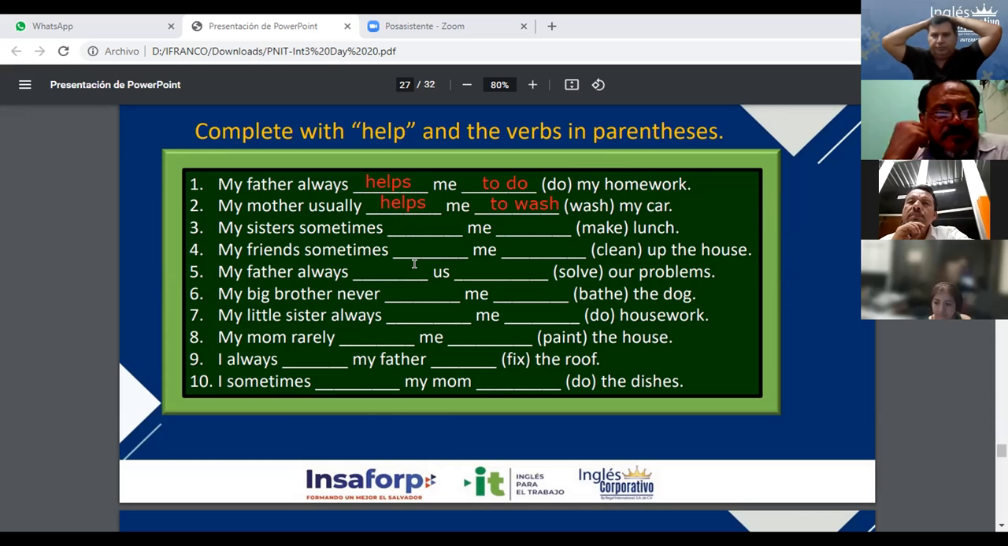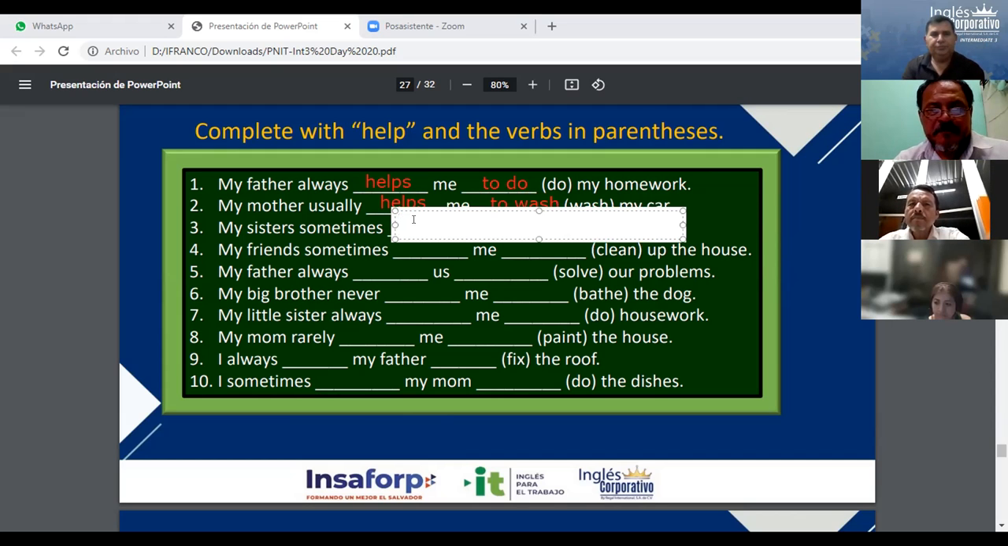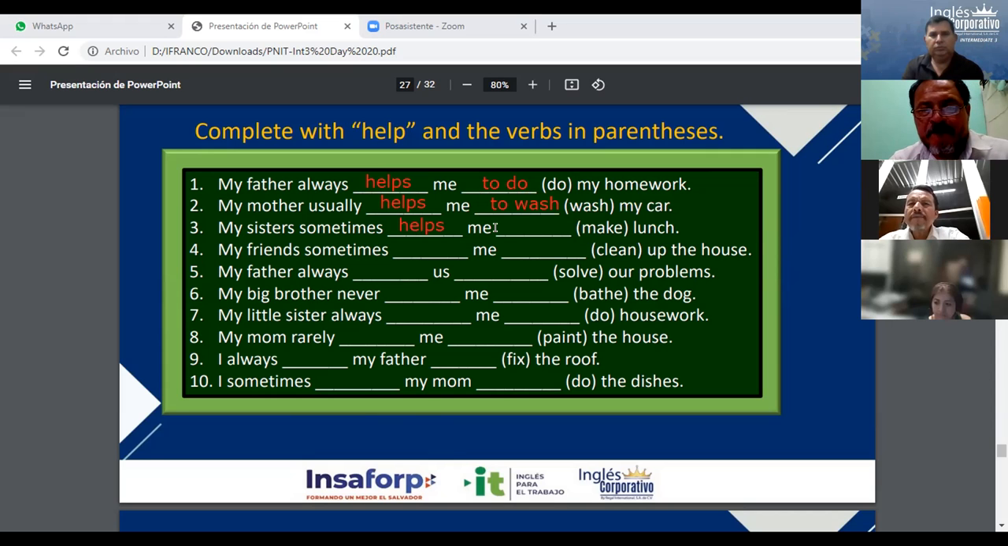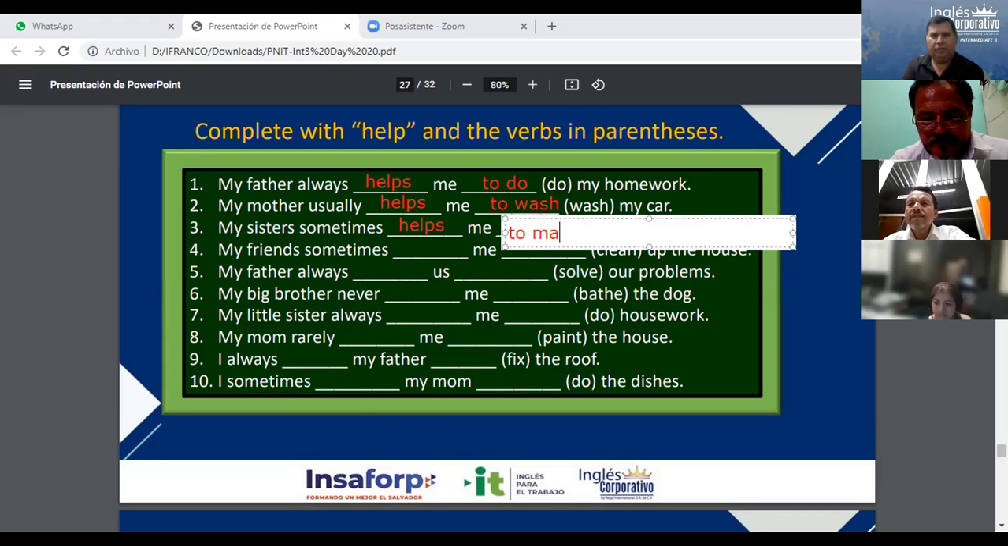Helps me to watch my sister. Sometimes helps me to make lunch. Helps me make.